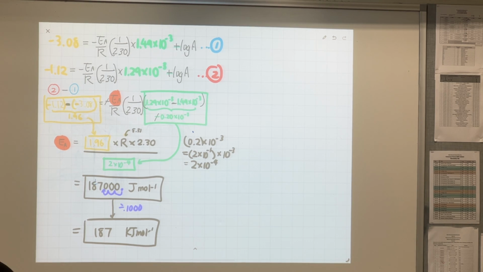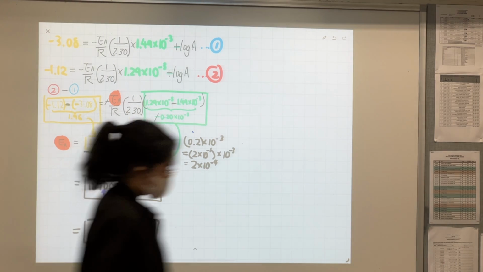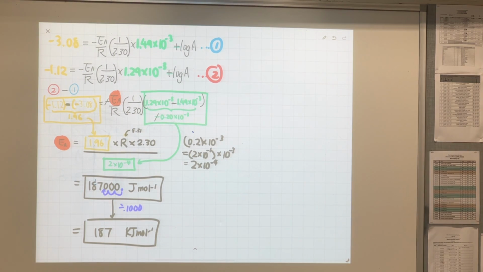You can also use this method on the graph on the left. Maybe you can try to apply this same method onto 2 data points in here. Just take any random 2. You should get a similar answer.